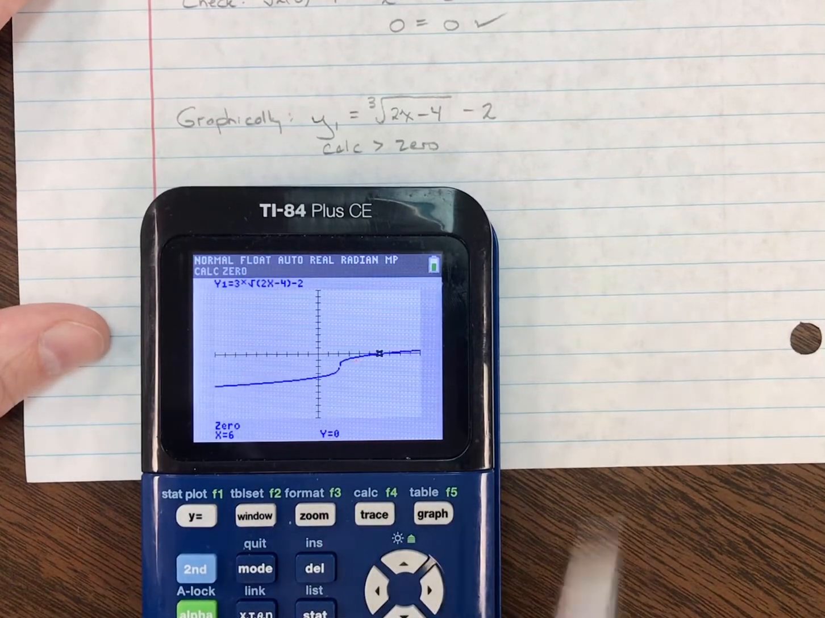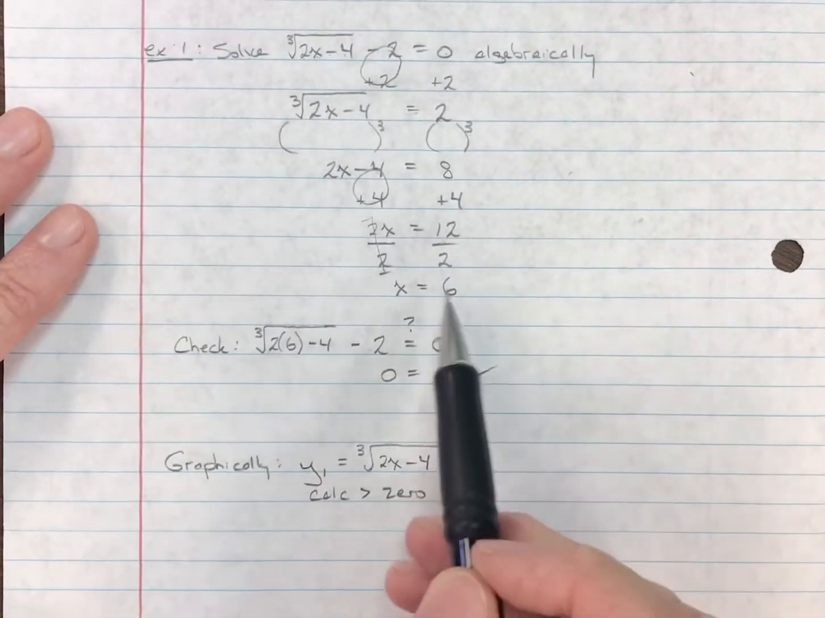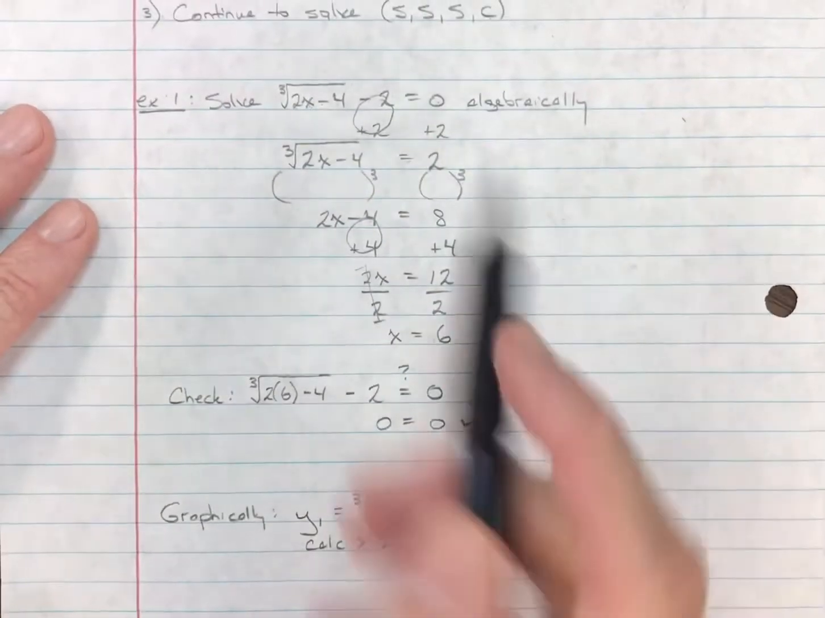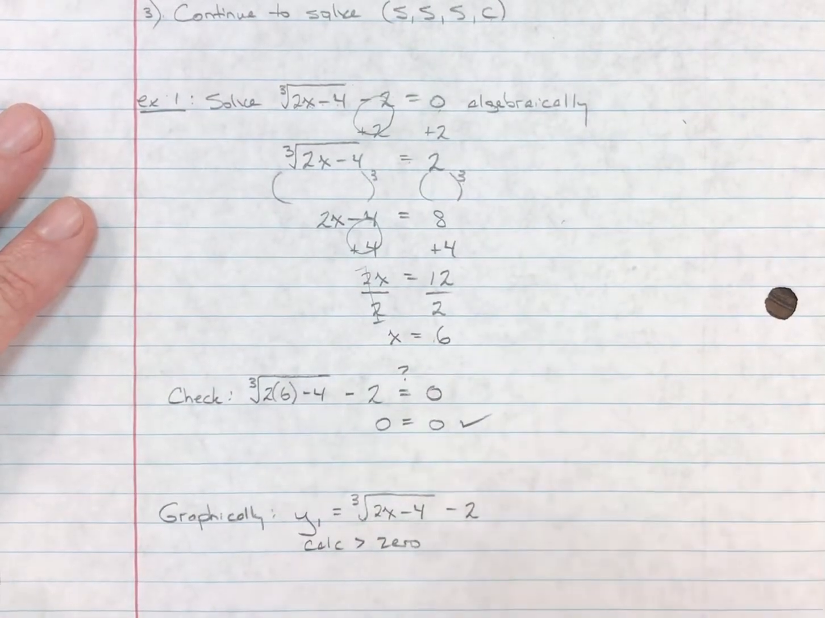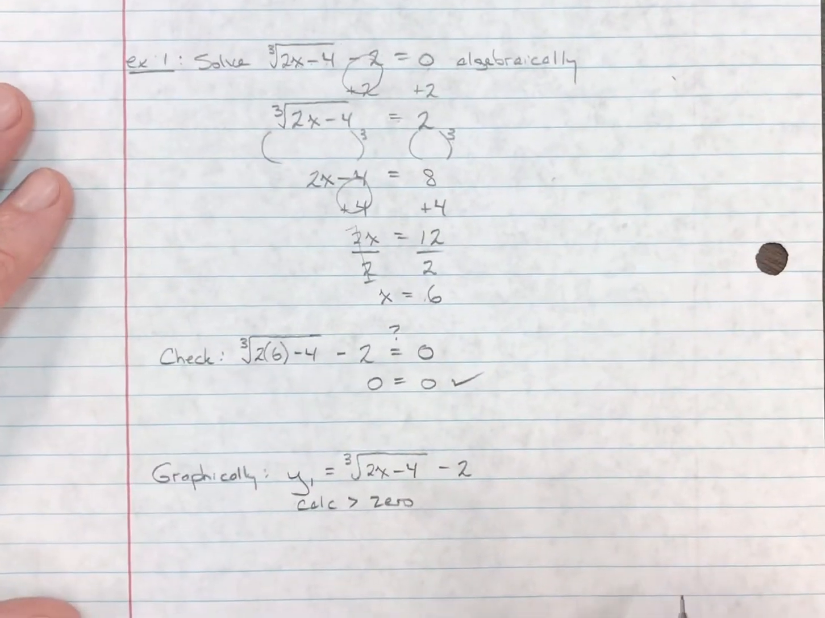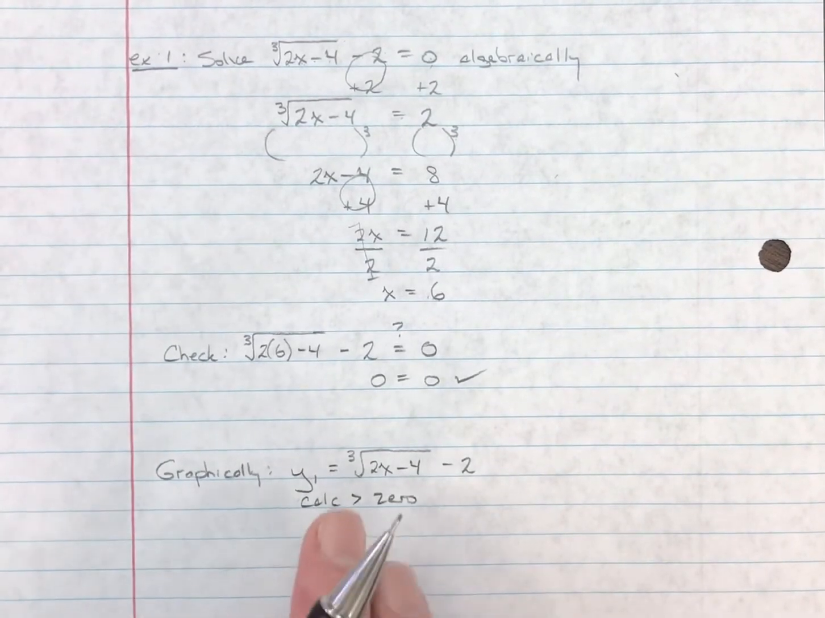There we go. So it says when x is 6, that's a 0. X is 6 right there. And that's what we were looking for. When x is 6, this gives me a 0. Okay, so that just did a check there for us graphically, or we solved it graphically as well, to find that x is equal to 6.